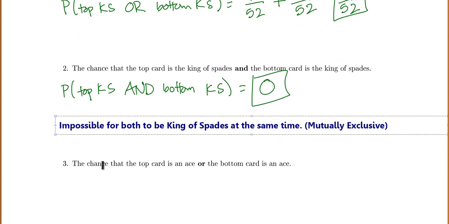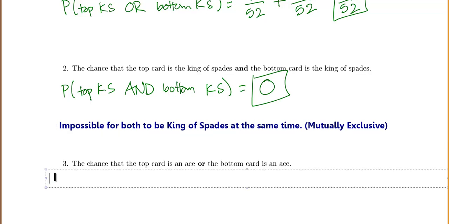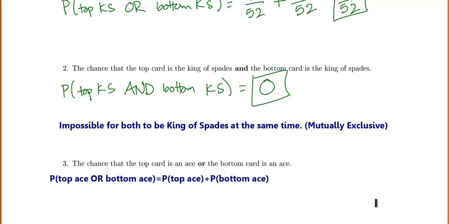Number 3, the chance that the top card is an ace or the bottom card is an ace. If I started doing this without paying a lot of attention, I would say, okay, the top is an ace or the bottom is an ace, so that would be the probability of the top ace plus the probability of the bottom ace. But what is wrong with this? What am I doing wrong?